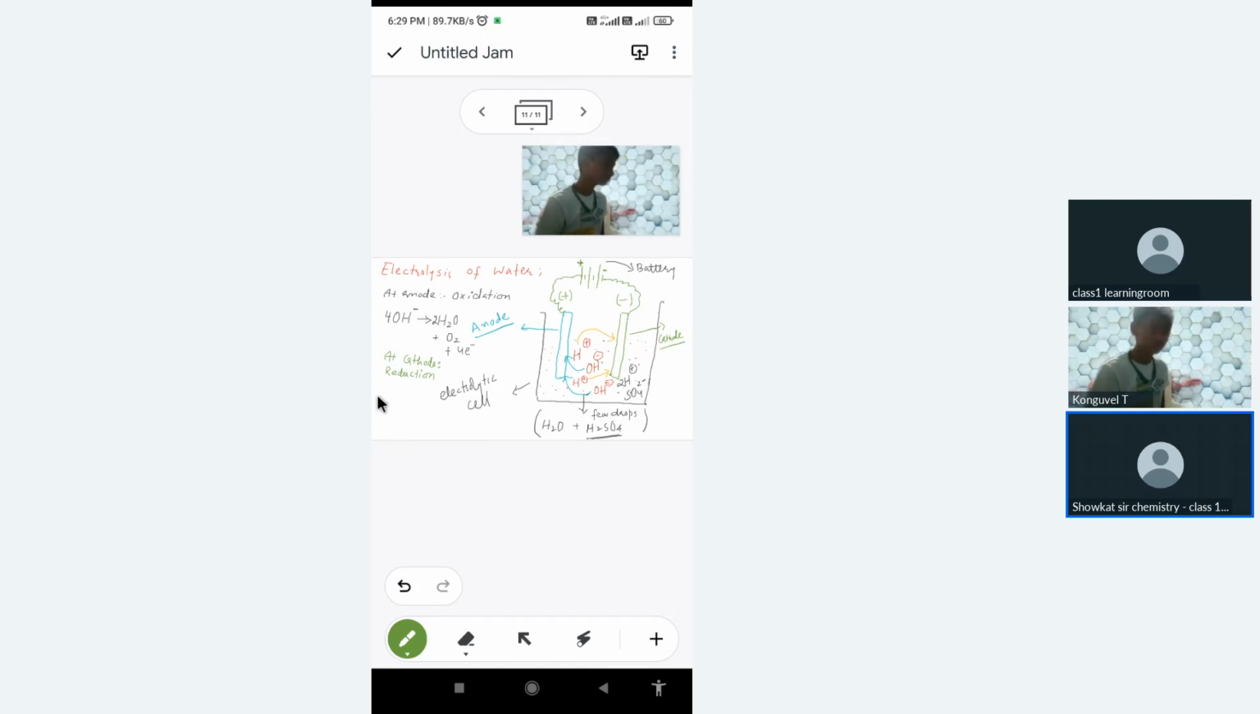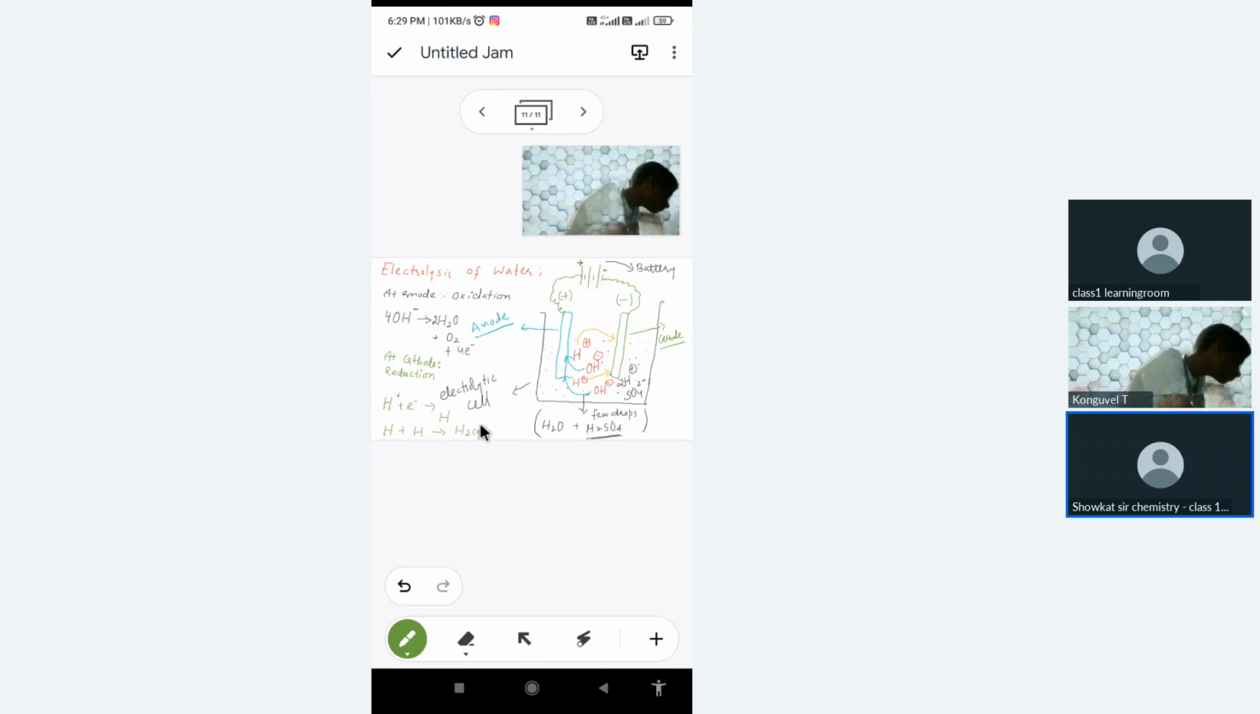So this H positive ion will just gain electron. H positive is known as proton. When it gains an electron it becomes H, and then the H and H combine and form H2 gas. So at cathode, hydrogen gas gets liberated. And this is very important, I hope you will note down this: at anode, oxygen gas gets liberated, and at cathode, hydrogen gas gets liberated.